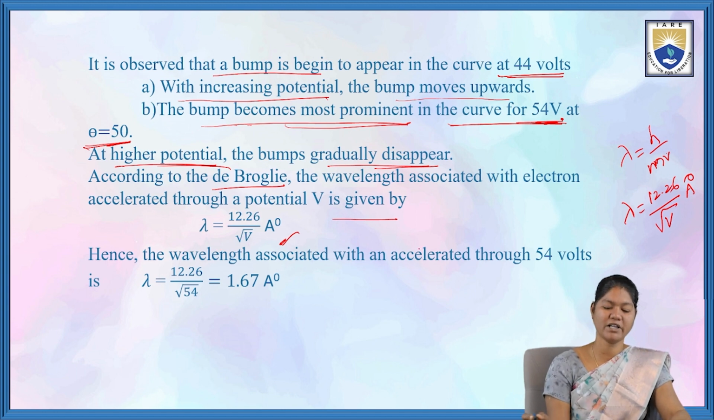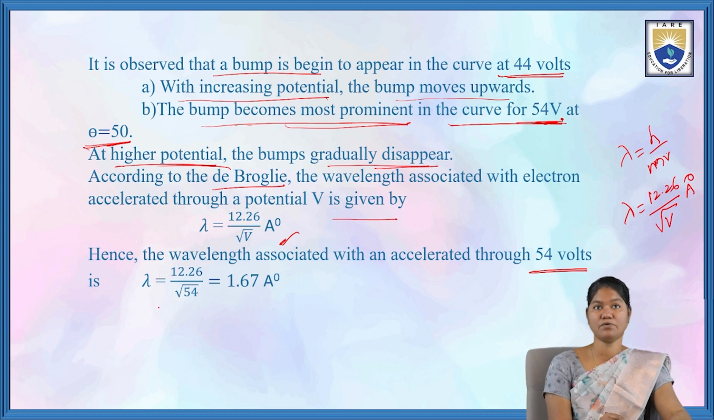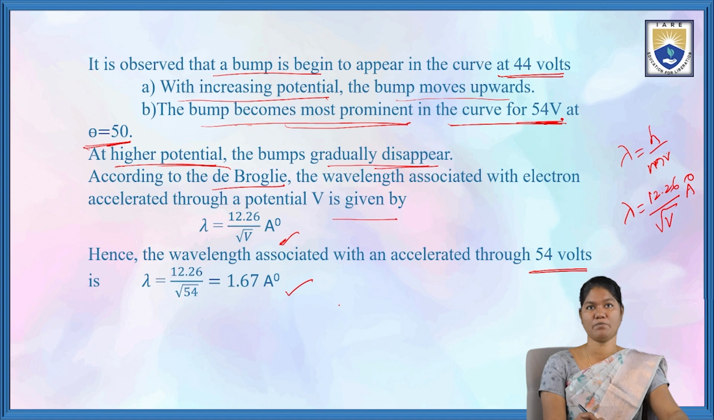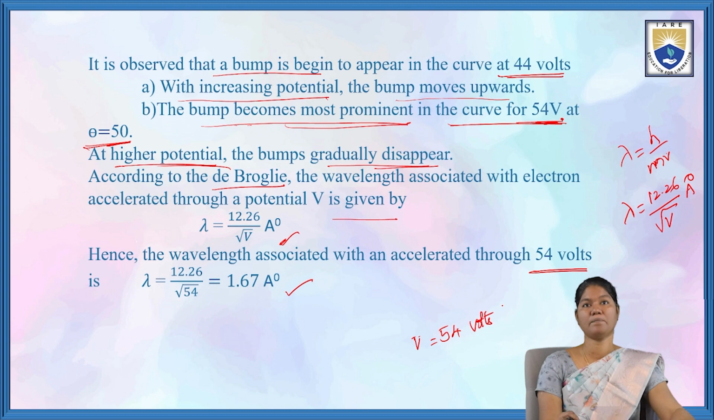Hence the wavelength associated with an electron accelerated through 54 volts is lambda equals 12.26 divided by root 54, which equals 1.67 angstroms. Here we are substituting capital V, which is 54 volts, because we get the large bump at 54 volts.